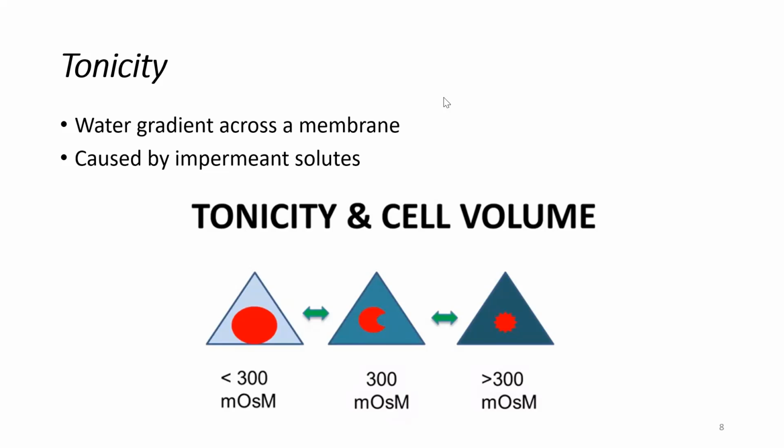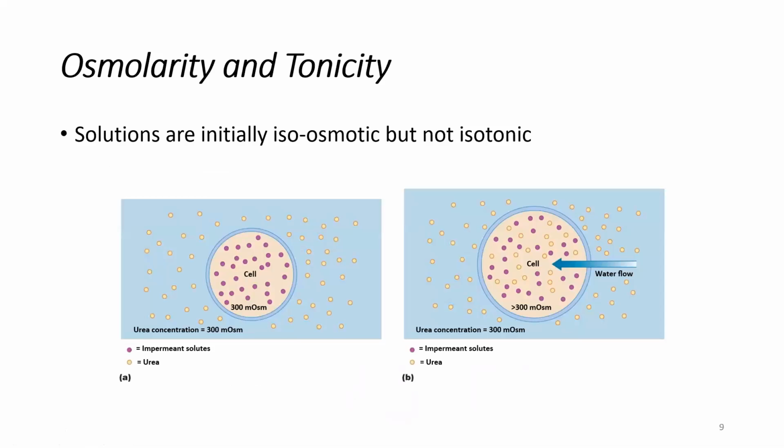All right. And when we speak about tonicity, we can think about a similar reflection to what we saw with osmolarity. We can have an isotonic solution. We can have a hypotonic solution. And then we can also have a hypertonic solution as well. Okay. Now let's clarify the difference between osmolarity and tonicity.